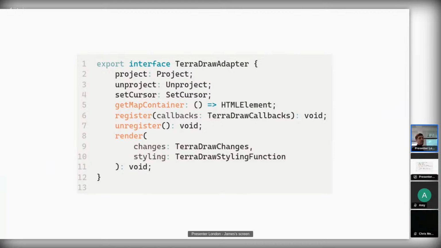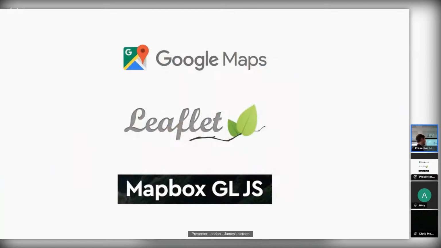So at the moment there are adapters written for Google Maps, Leaflet, Mapbox GL JS. There are some more in the works, which I'll come on to a little bit later. But the idea is it's designed so that even if a new map library came along tomorrow, as long as you can fulfill that interface, it should just work.